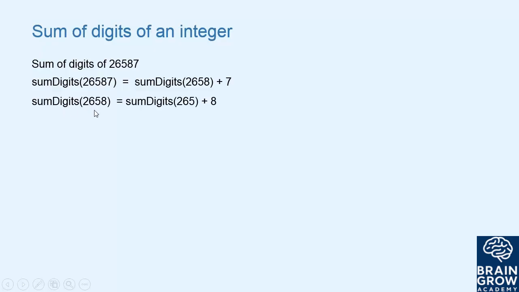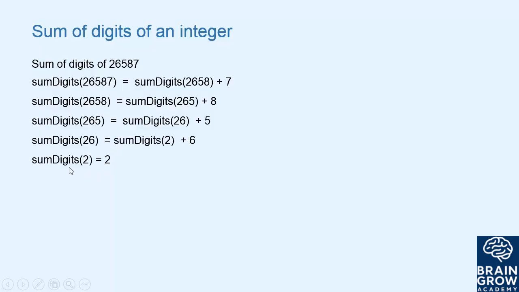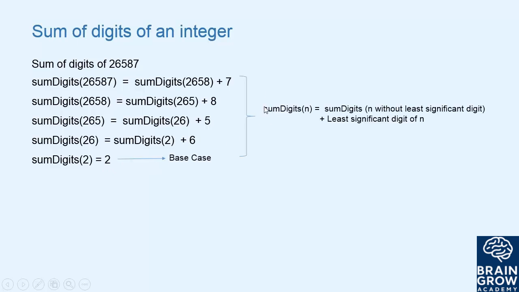Now sum of digits of 2658 can be found out by adding 8 to sum of digits of 265. Similarly, we can write this, and this is our base case. Sum of digits of a single digit number is the number itself. So this is the base case and this is the recursive case. In the recursive case, sum of digits of n can be found out by adding least significant digit of n to sum of digits of n without the least significant digit.